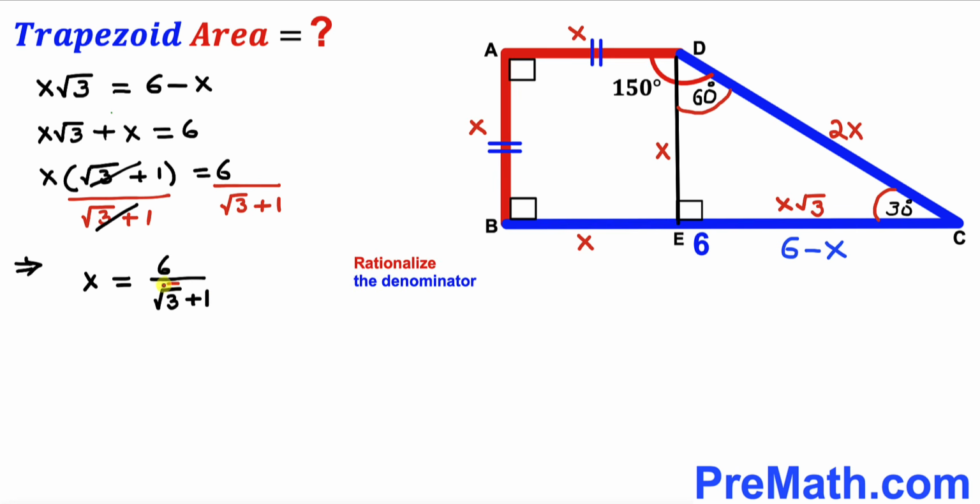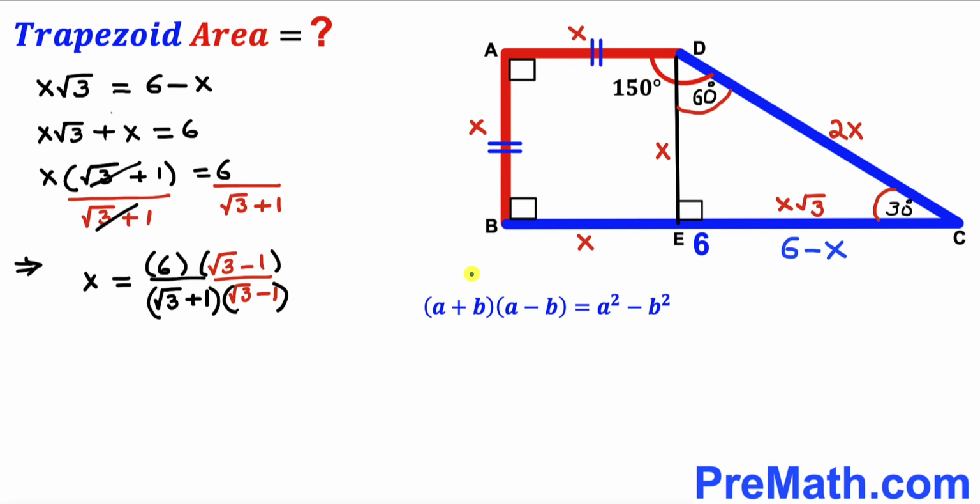And now we are going to rationalize this denominator by multiplying and dividing by the conjugate, square root of 3 minus 1, and likewise square root of 3 minus 1 as well. And now we are going to multiply on the top, and we're going to multiply the bottom as well.